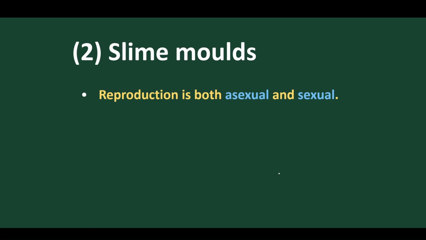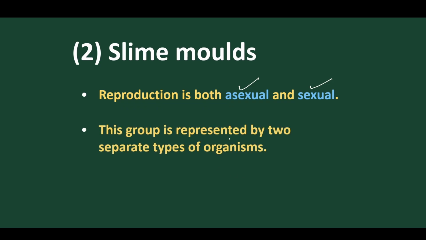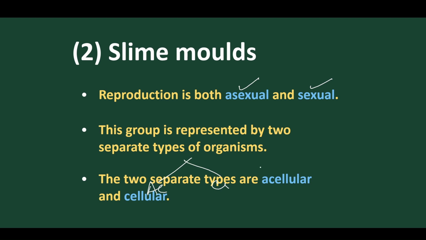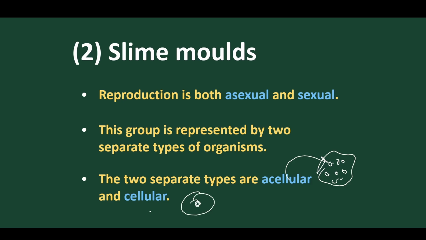Very important question: reproduction is both asexual and sexual in slime molds. We are talking about the general characters of slime molds, then we'll go for the cellular type and acellular type. This group is represented by two separate types of organism. One is acellular, meaning the body is multinucleated. If the body is multinucleated, it is called a plasmodium. If the body is uninucleated, it is called cellular. So both modes of organism are present in this group.